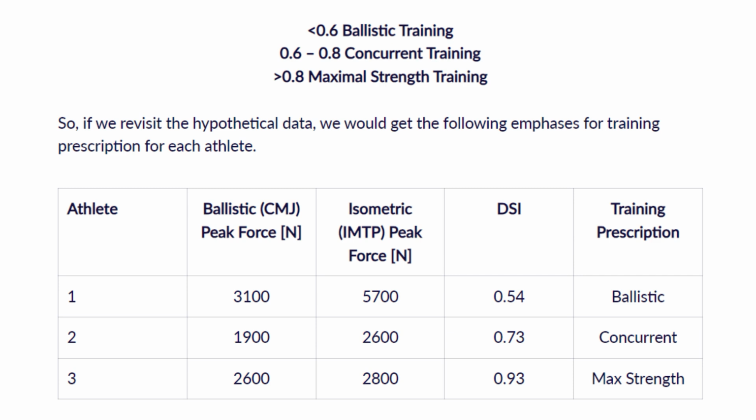Whereas athlete 2 is more balanced, they probably have a need to work on both increasing that strength capacity as well as their ballistic capability. So they would be recommended concurrent training.